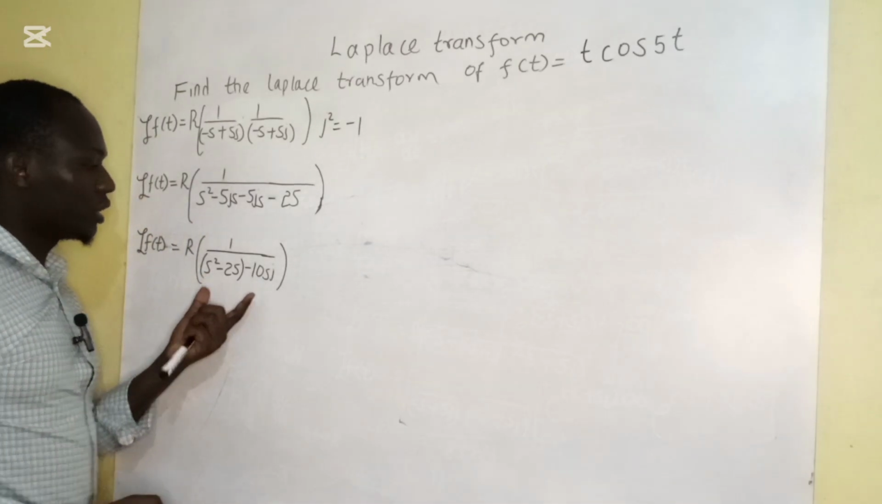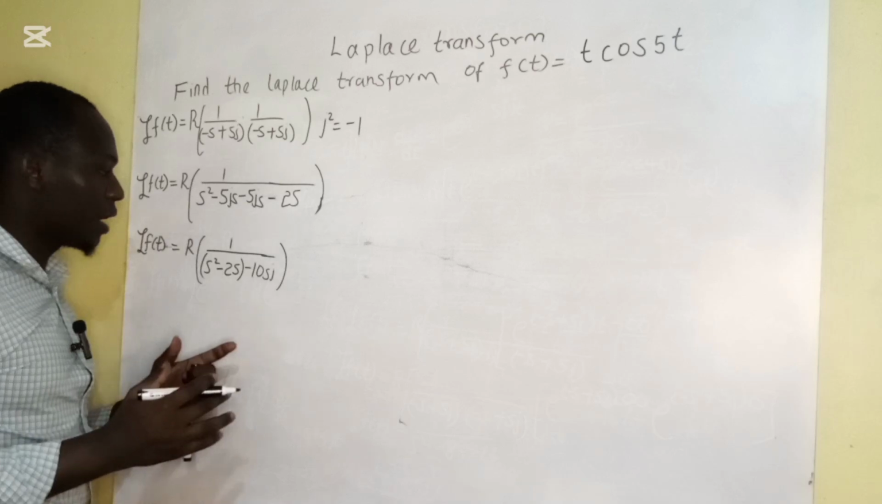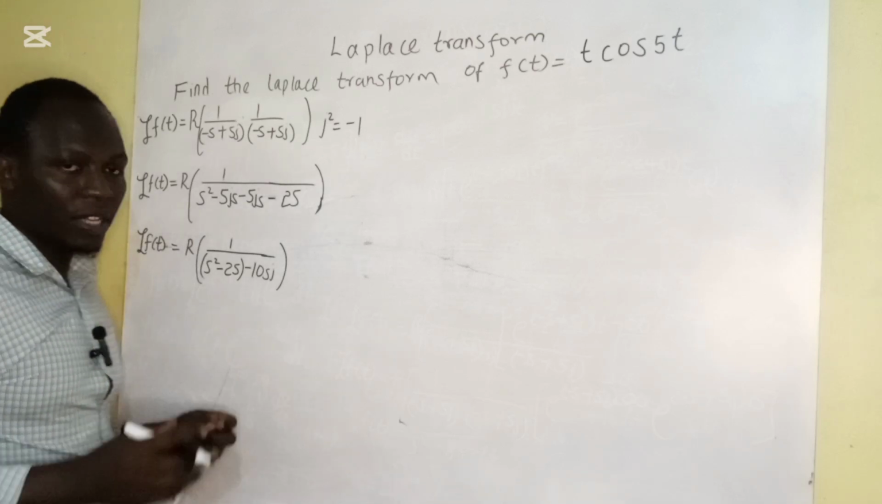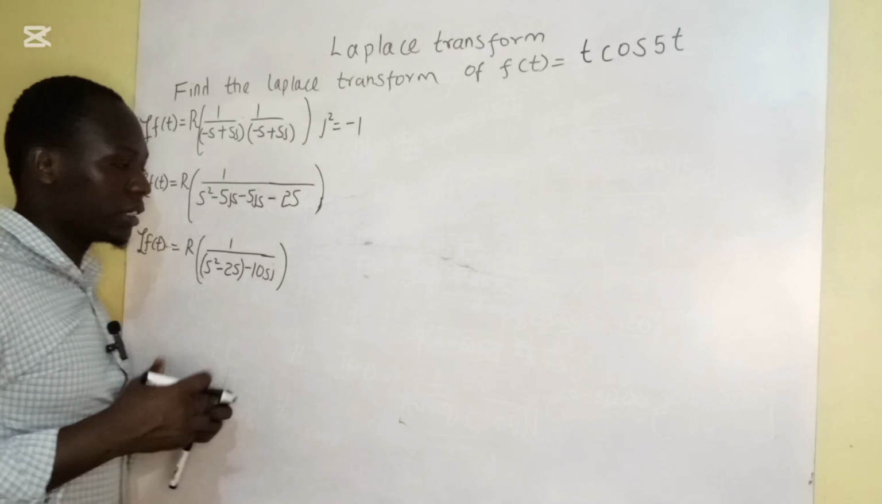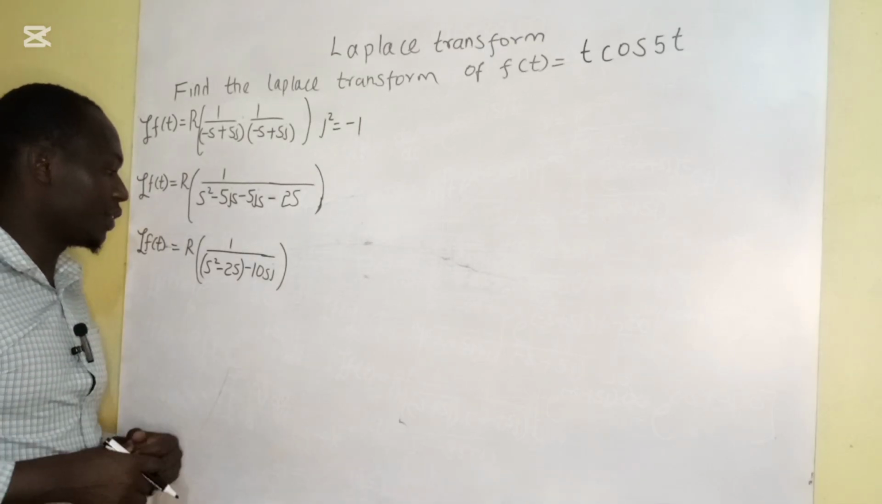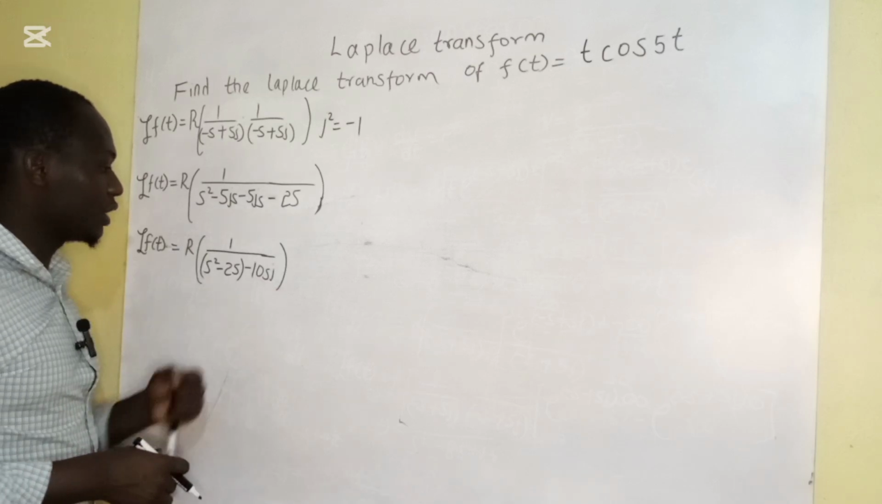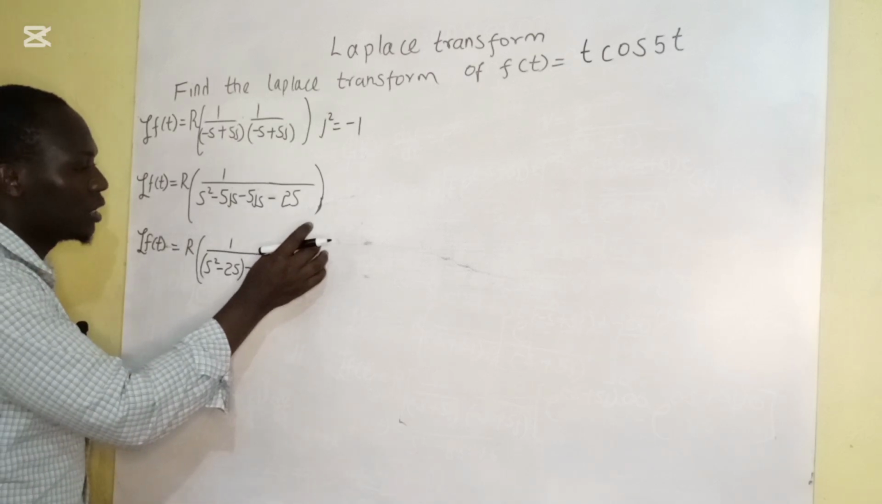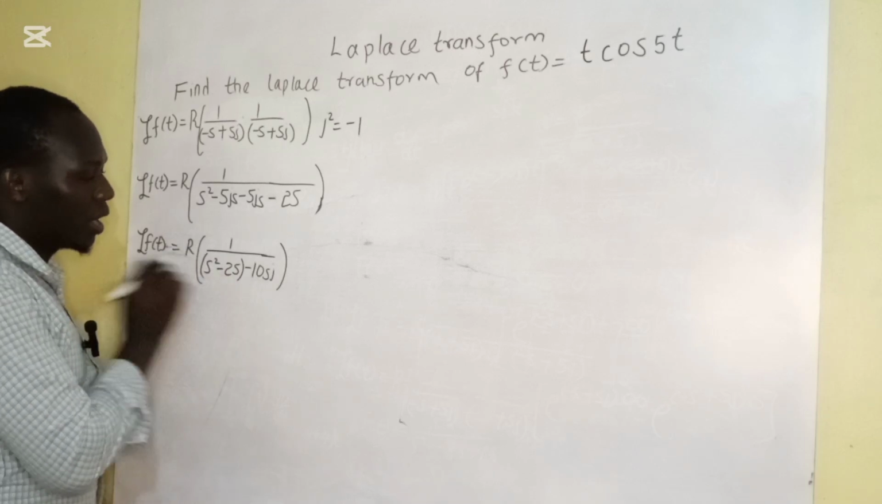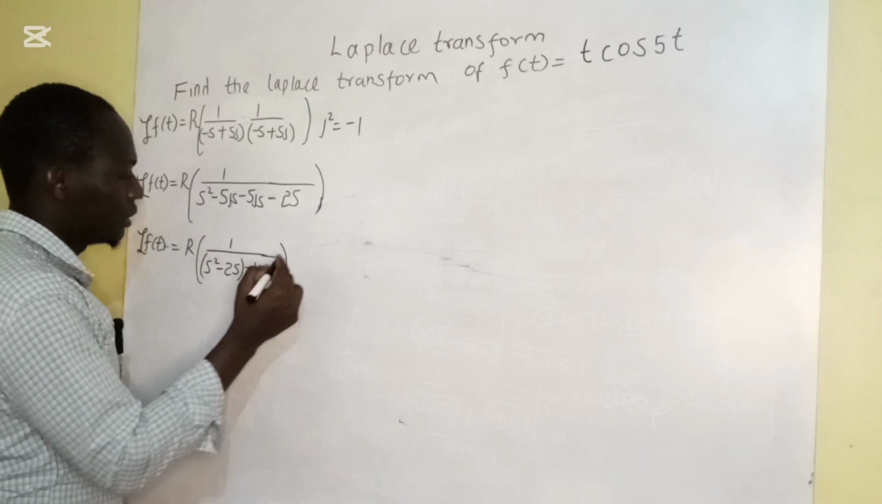Up to this point now, we want to have the real functions and the imaginary functions together. For us to have the real functions and the imaginary functions, we must do our rationalization. By rationalization, we are going to multiply both the numerator and the denominator by the conjugate of our denominator here. And this is what I mean.